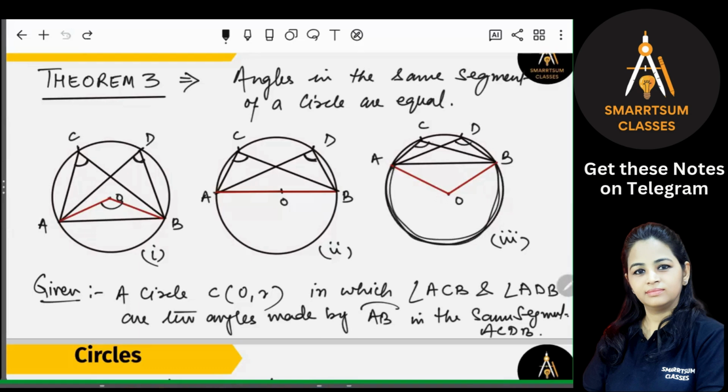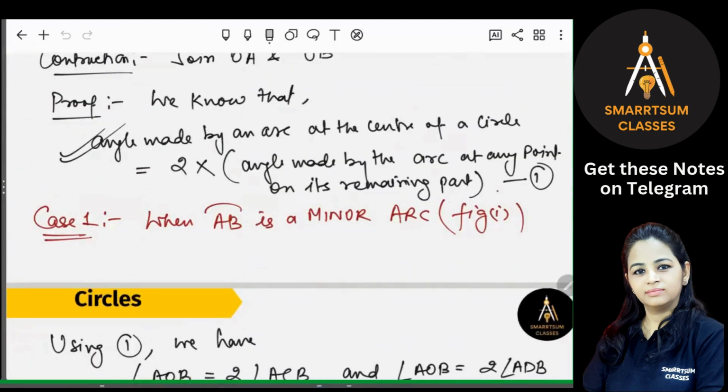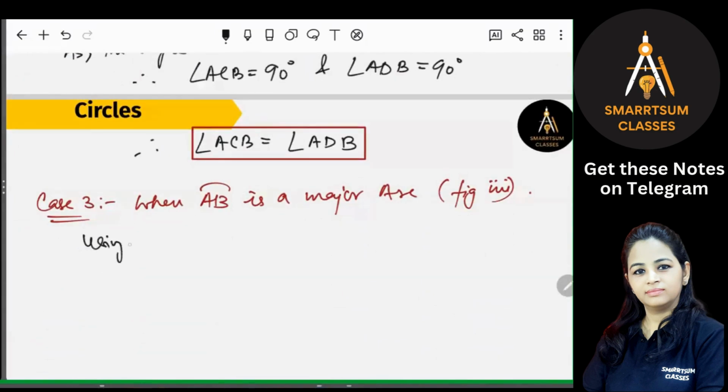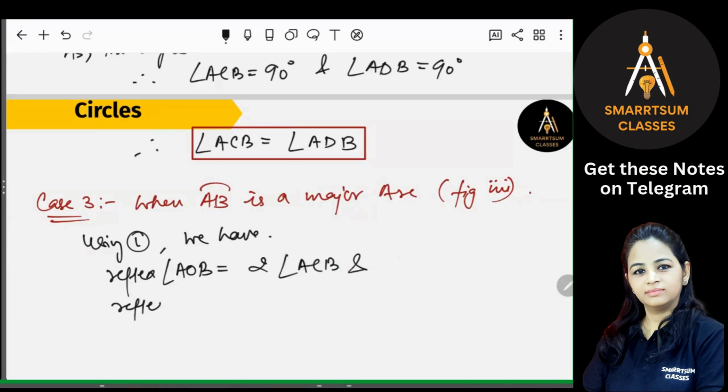So again, write it down. Write down that using theorem 1, the previous theorem, we have reflex angle AOB equal to twice angle ACB, and reflex angle AOB equal to twice angle ADB, right? Again with the same theorem, that the angle made by an arc at the center of the circle is always equal to twice the angle made by the arc at any point in the remaining part.